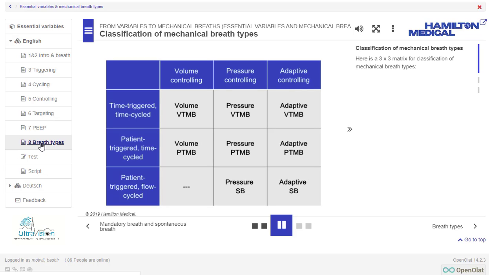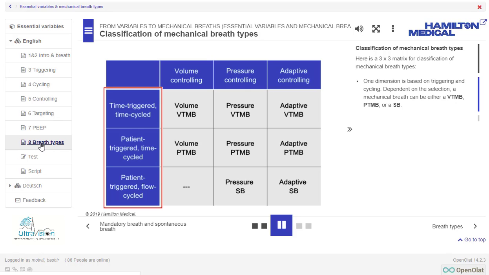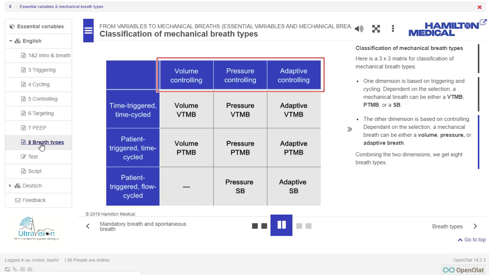Classification of mechanical breath types. Here is a 3x3 matrix for classification of mechanical breath types. One dimension is based on triggering and cycling. Dependent on the selection, a mechanical breath can be either a VTMB, PTMB, or a SB. The other dimension is based on controlling. Dependent on the selection, a mechanical breath can be either a volume, pressure, or adaptive breath. Combining the two dimensions, we get 8 breath types.